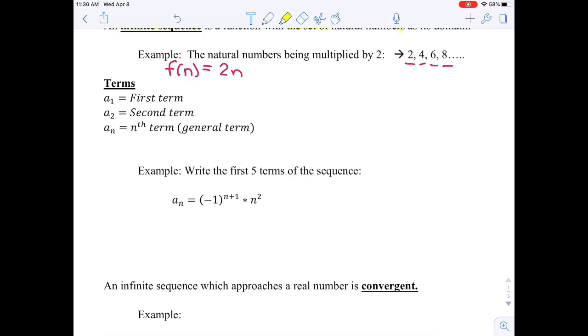Some important notation and terms. You'll see this, a with a little subscript 1. We say that as a sub 1. That just means the first term in a sequence. A sub 2 just means the second term. And any little number I put there just means that term of the sequence. And then when we say a sub n, that is your nth term, or our general term.